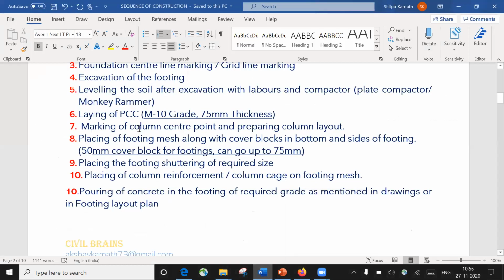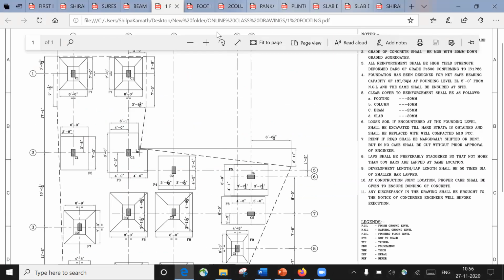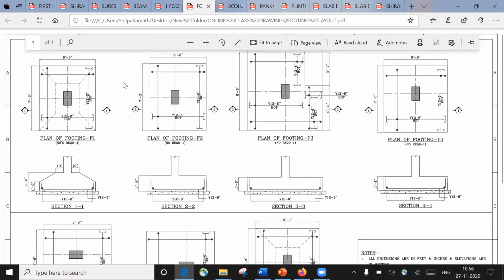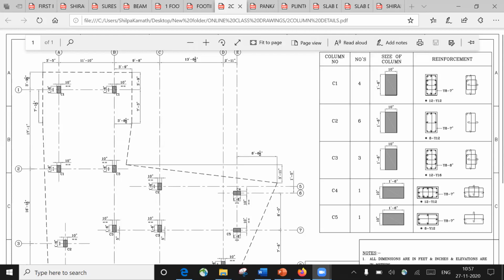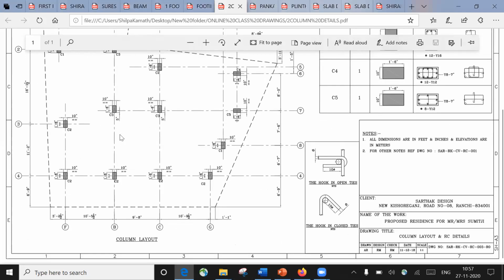So it's written, marking of column center point and preparing the column layout. That means, for preparing the column center point and the column layout, we need to refer to another drawing that is called the column layout. Yeah, this is a cross section. I'll come back to that later. So this is a column layout. You can see it here. It's written here, column layout and reinforcement details.